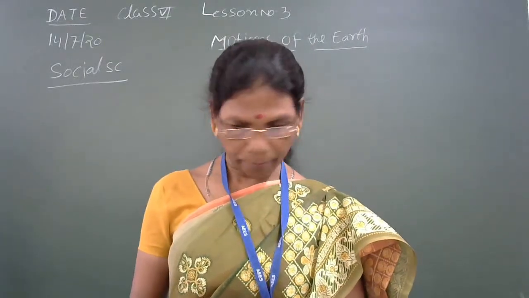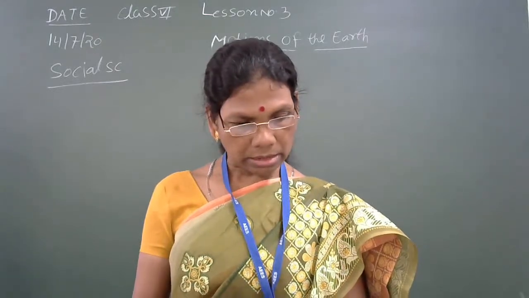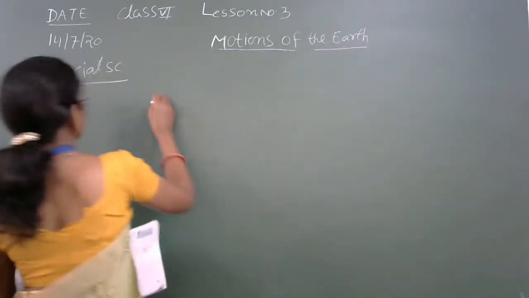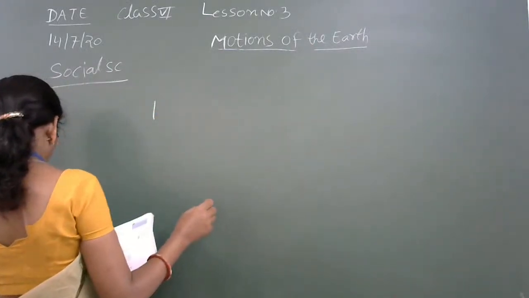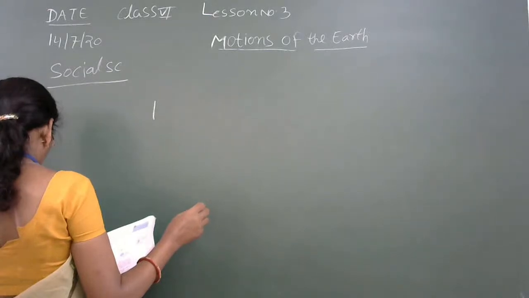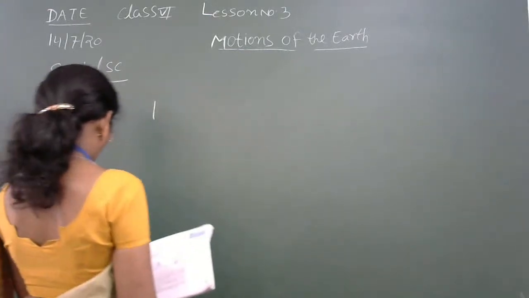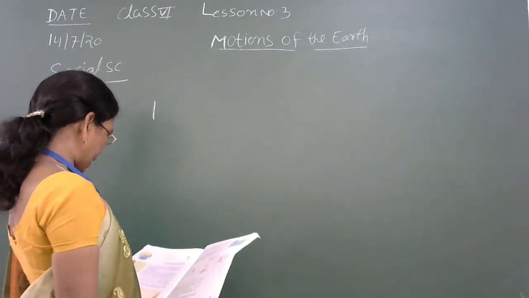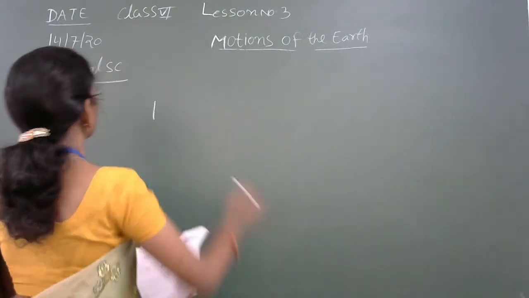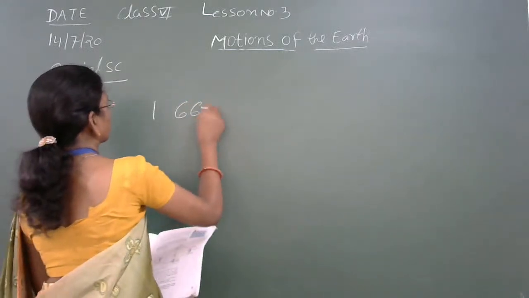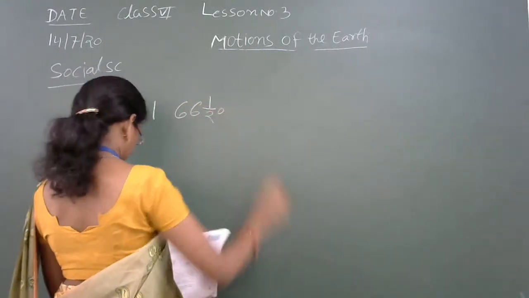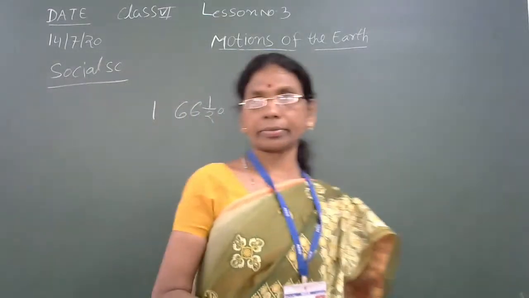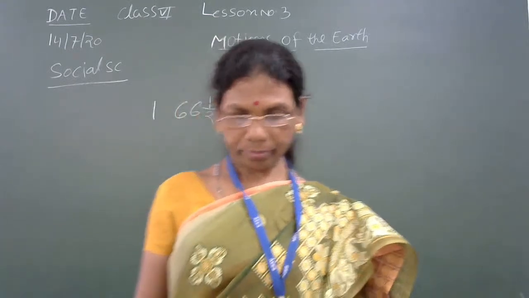You can come to page number 18, second paragraph, first line. The axis of the earth, which is an imaginary line, makes an angle of 66 1/2 degrees with its orbital plane.